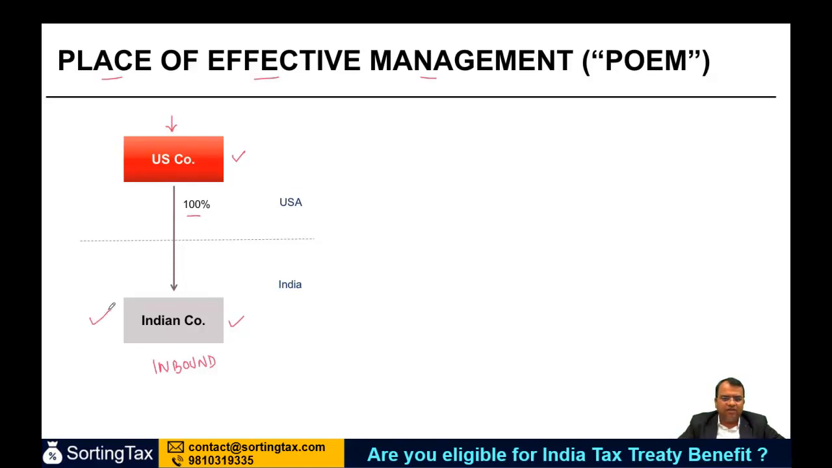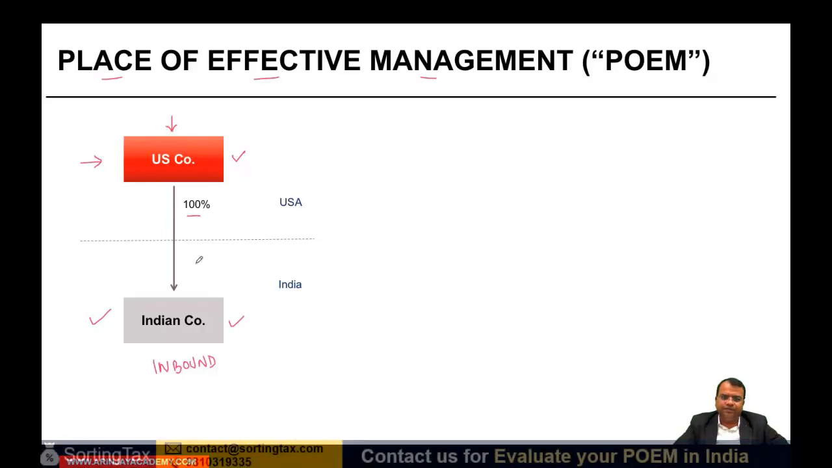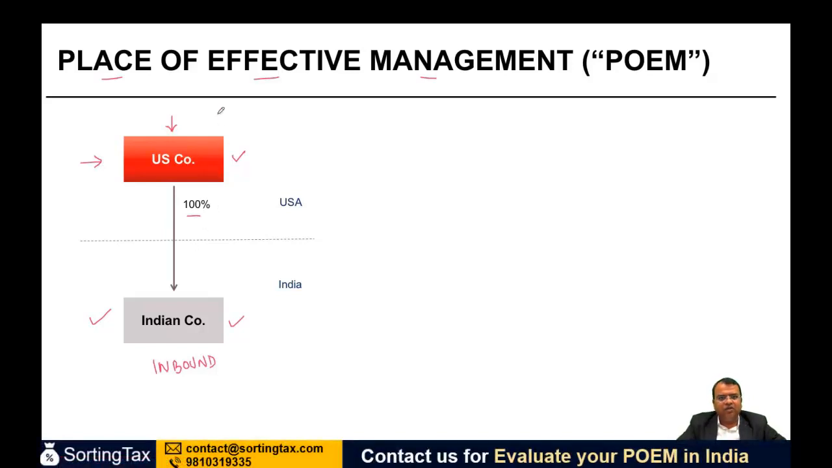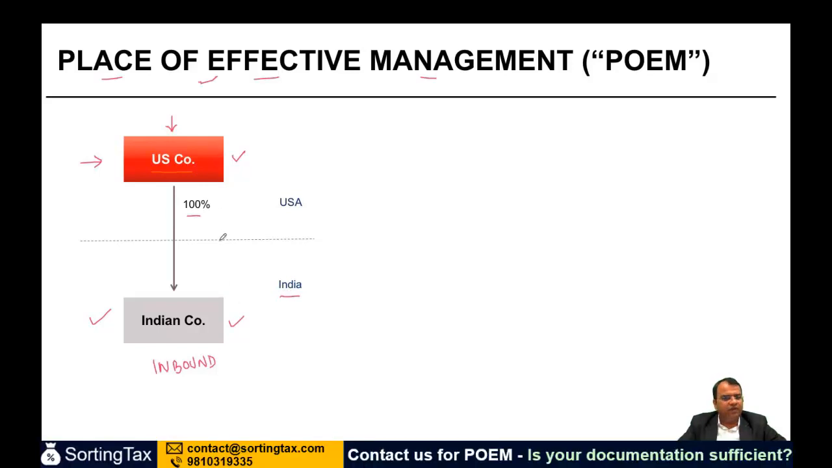The Indian company, like I said, is always a tax resident of India. The question is, can the US company be a tax resident of India? And for that, the concept of place of effective management is important. Which means, is it that the place of effective management of the US company is in India? If it is, then the US company is a tax resident of India. If it is not, the US company is not a tax resident of India.